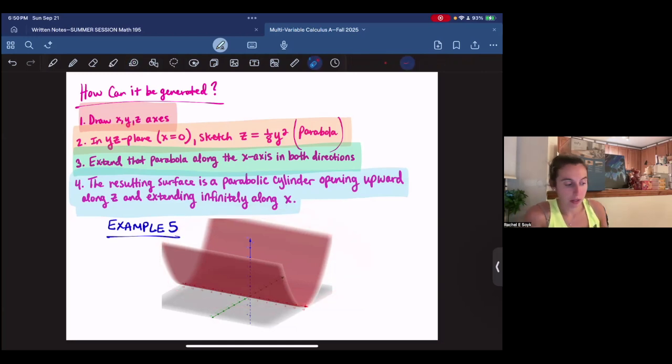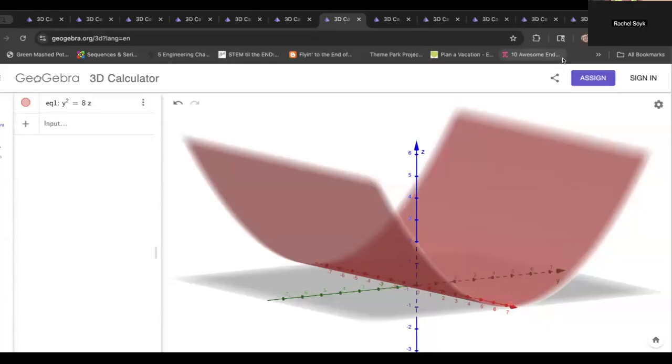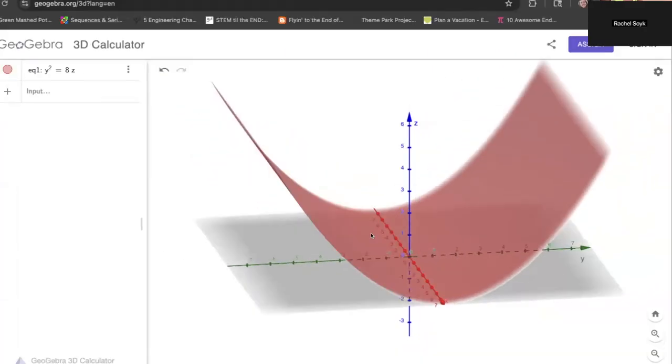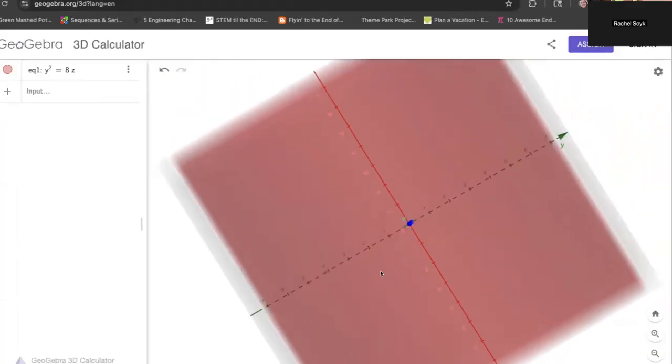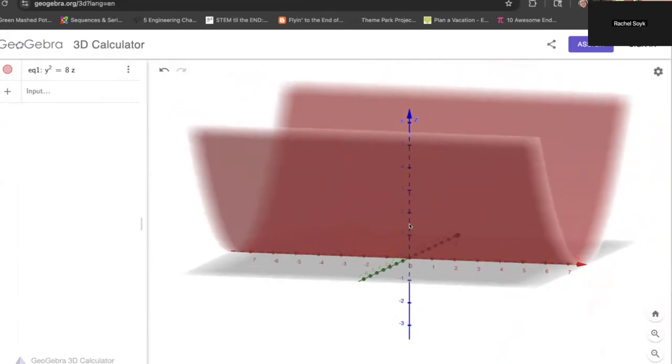And now what I'll do is I'll share my computer screen so you can see this visualization from all different angles. So here we have it. And then we can look at it from the top view, side view.